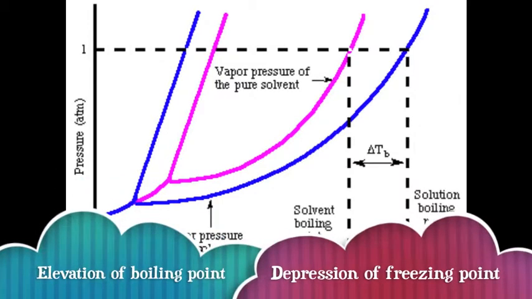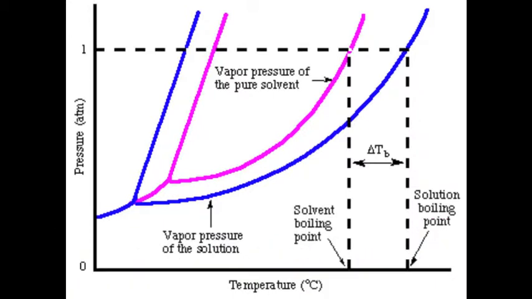Now I am going to talk about elevation of boiling point and depression of freezing point. Referring back to the graph that we just saw, when we add a volatile solid to a solution, the boiling point increases and the freezing point decreases.